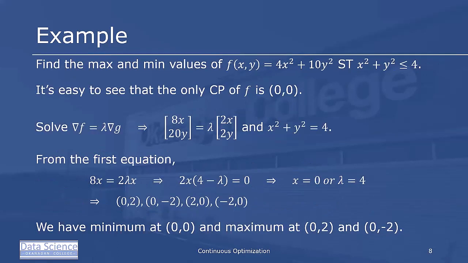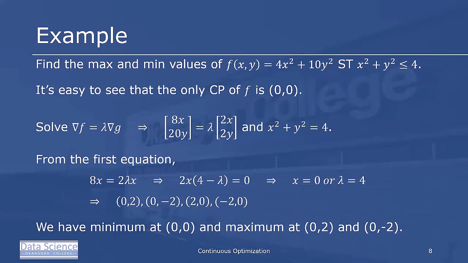In this example, we want to find the maximum and minimum values of f of x and y equals 4x squared plus 10y squared, subject to the constraint x squared plus y squared is less than or equal to 4. We do have a critical point in this example, and it's easy to find that that critical point of f is 0, 0. So we'll need to keep that in mind. So when we solve gradient of f equals lambda times gradient of g, we get 8x and 20y is equal to lambda 2x and 2y. Again, with the constraint x squared plus y squared equals 4.